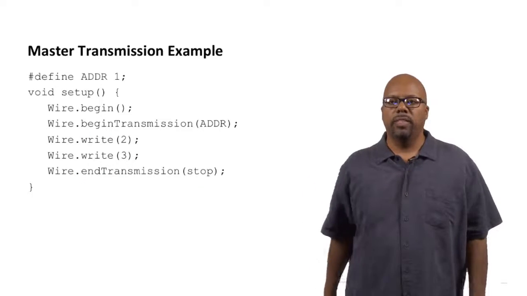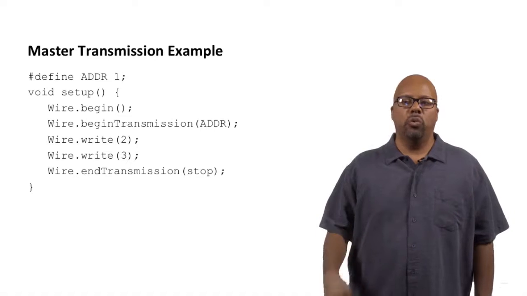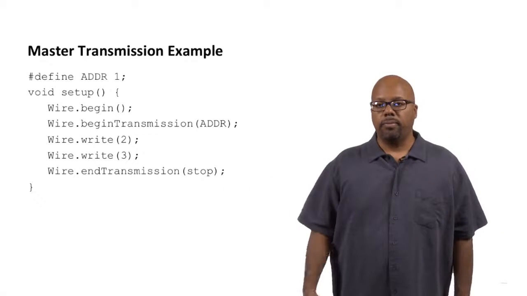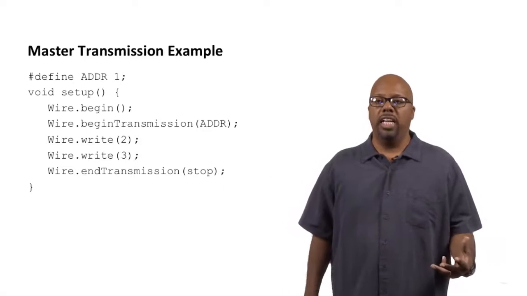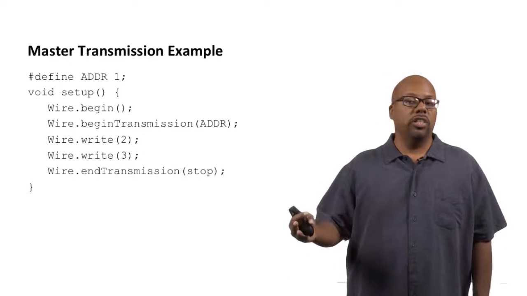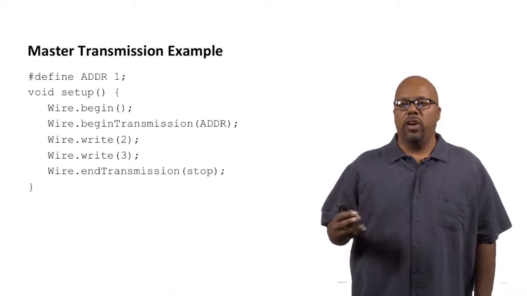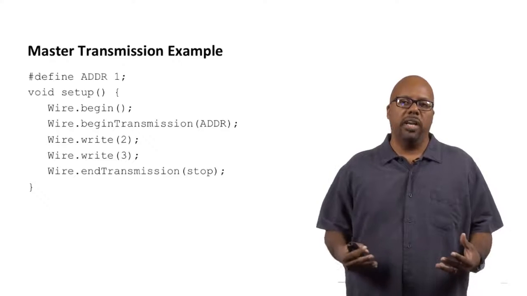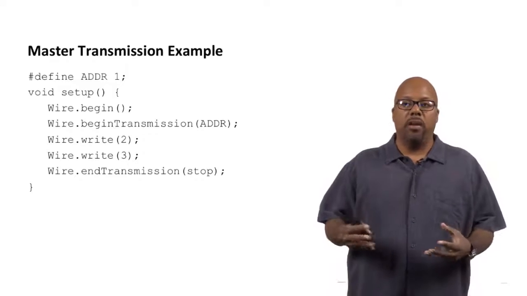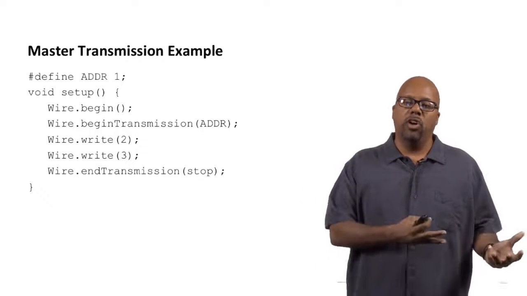Here's an example. Let's say I define my address. I do a #define up there: ADDRESS is equal to 1. That's the slave address I'm going to send to. In my setup, I say Wire.begin to initialize the I2C hardware. Then Wire.beginTransmission to the address. Then I'll say Wire.write(2), Wire.write(3), so I'm sending 2 bytes, a 2 and a 3. And then Wire.endTransmission, and that causes all the data to be sent in the format that we talked about in I2C.